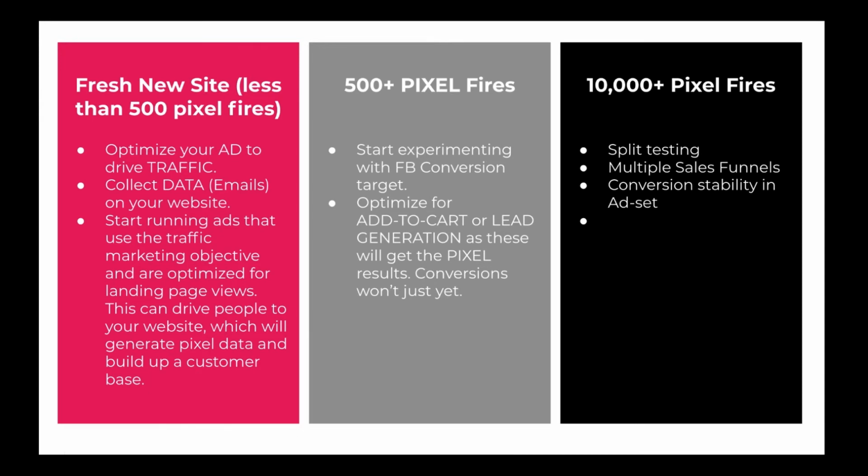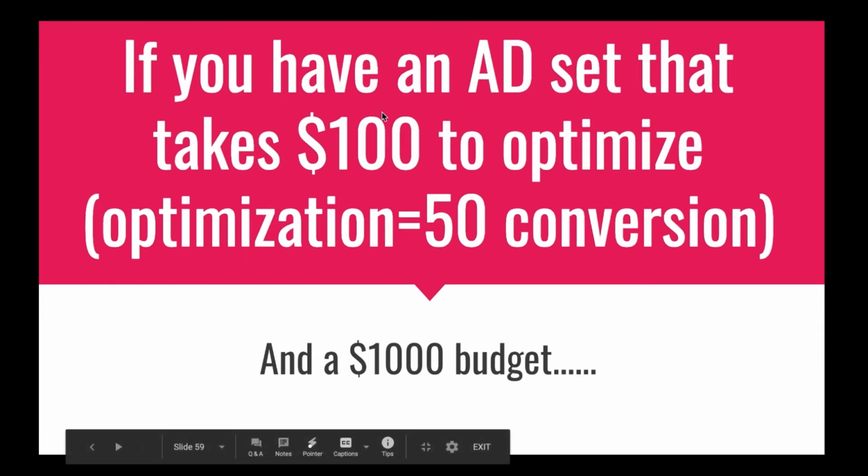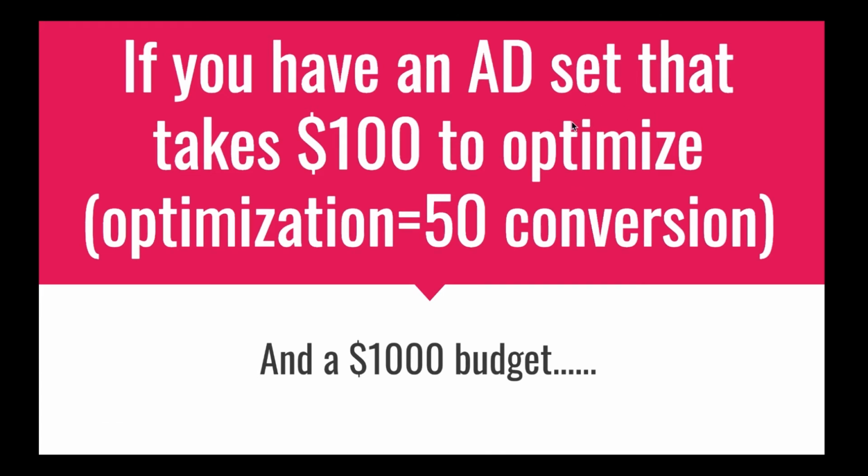So kind of talking about conversions, because this is important. If you have an ad set that takes $100 to optimize, what is optimization? When I say optimize, what am I talking about? Optimization, according to Facebook, is equal to 50 conversions in 1 week. If within 7 days you hit 50 conversions, then that ad is optimized, and Facebook can deliver it stably and consistently.